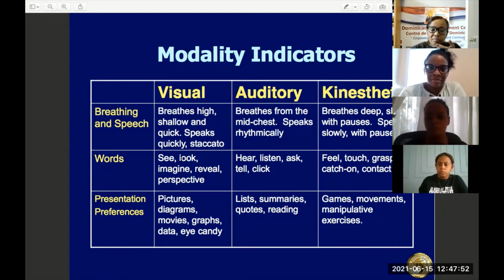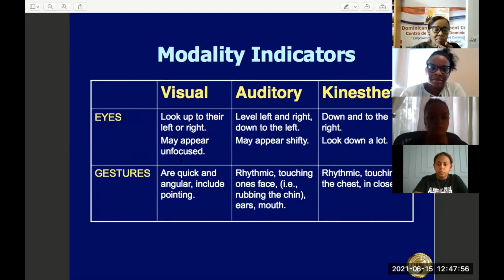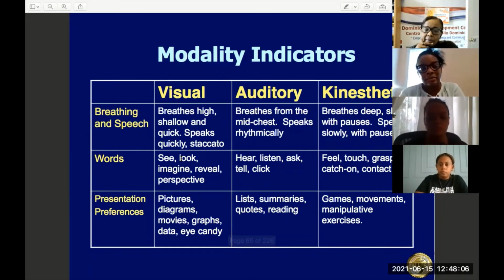Another thing that you can observe in someone is their eyes. So again, the eyes, the gestures, and the words that they use give it away.